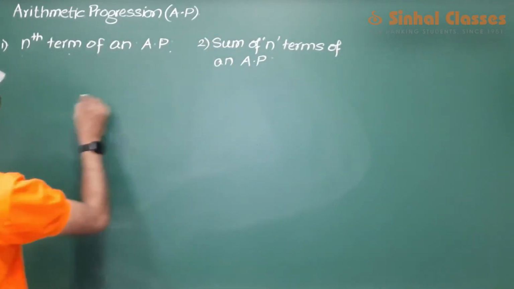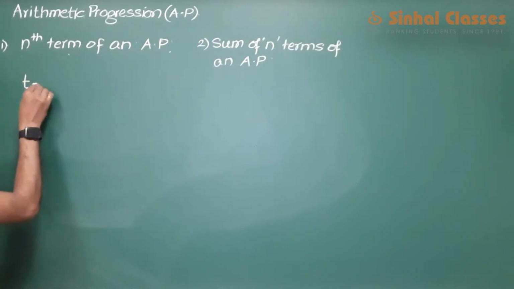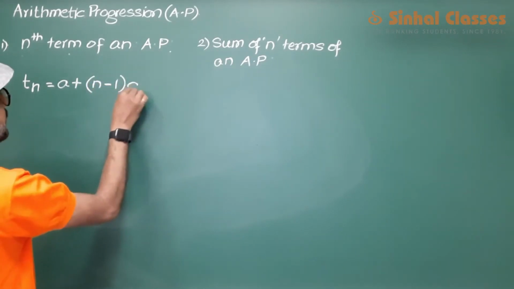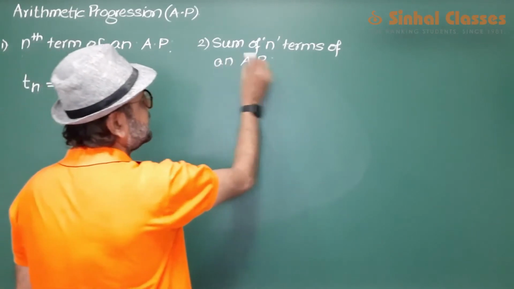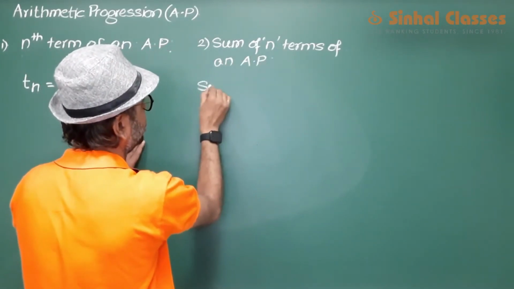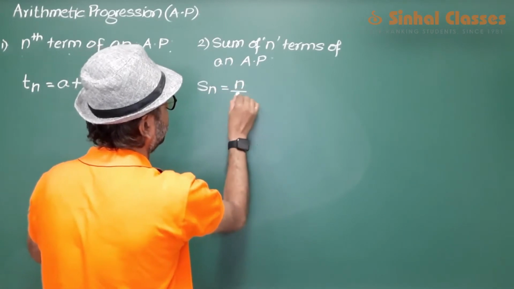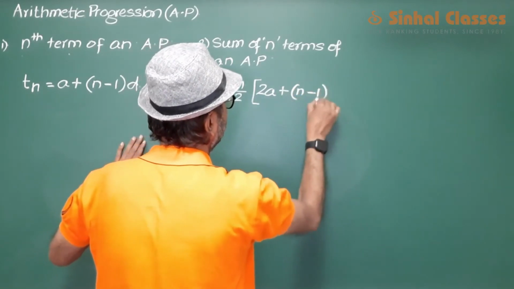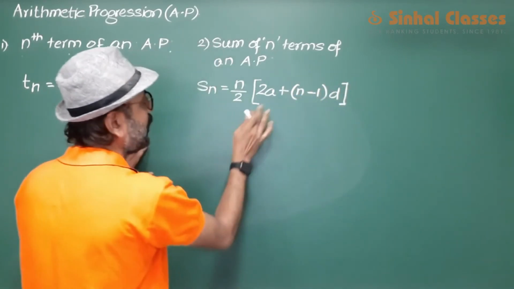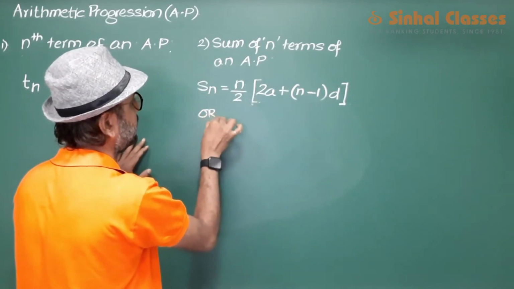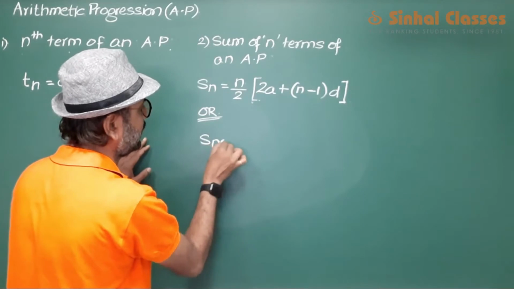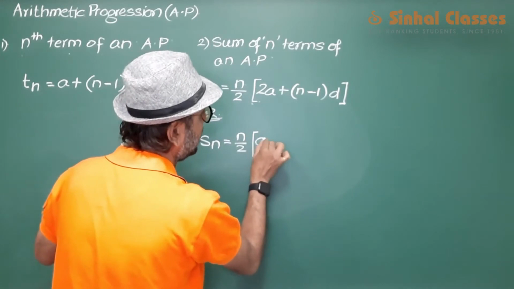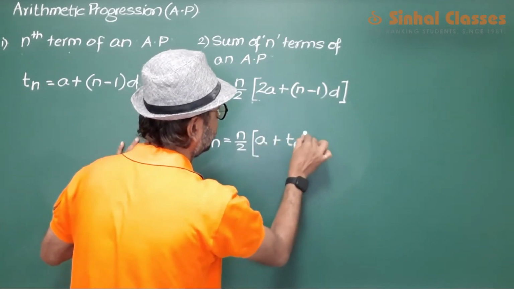So nth term of an AP is Tn = a + (n - 1) d, and sum of n terms of an AP is Sn = n/2 [2a + (n - 1) d], or Sn = n/2 (a + Tn).